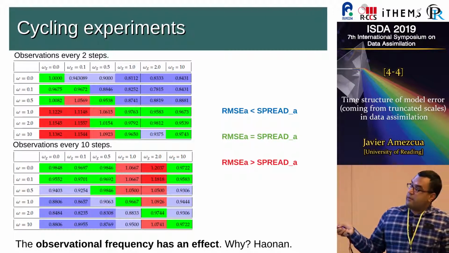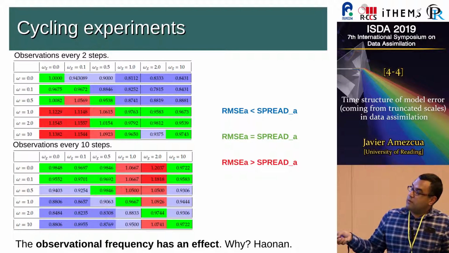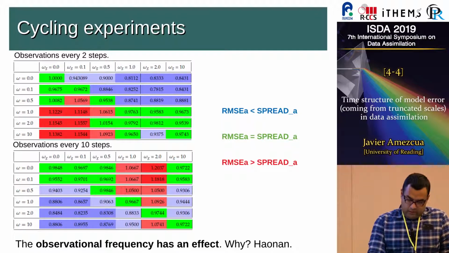And on the other hand, we have in the blue areas an under-dispersive ensemble, too much spread for the RMSE, and this is the opposite, too little spread for the RMSE. And we can see that as we get this autocorrelation value, this memory, more and more wrong, problems start to arise. And they are not symmetric, and there is an effect of observational periods, and that's something that Haunan is studying at the moment.